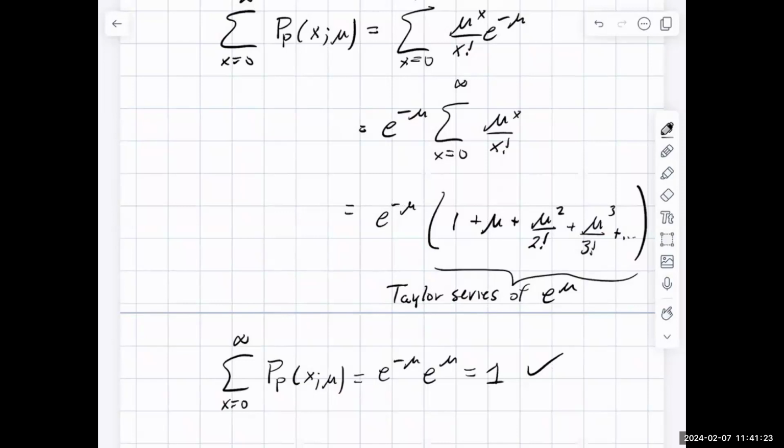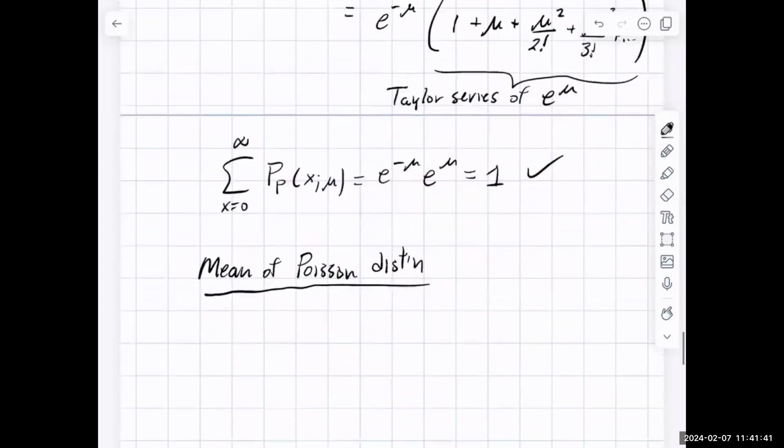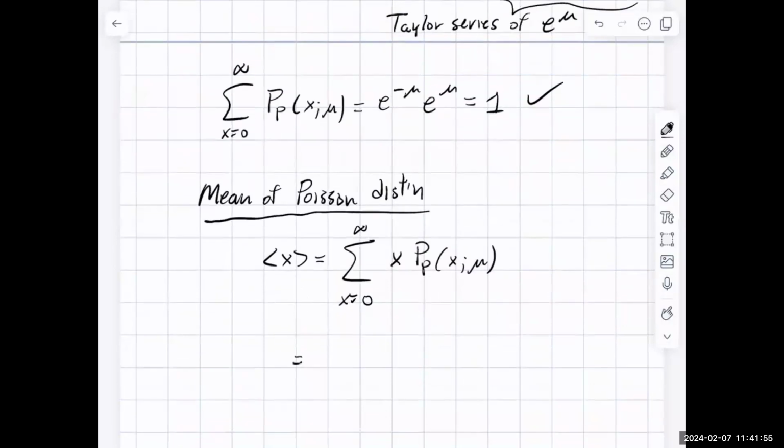Another property we might look at is trying to find the mean of x. So what is the mean of the Poisson distribution? Okay, let's see. The average of x is the sum over all possible outcomes of x times the probability distribution. All right. So what are we going to get? X equals 0 to infinity, x times mu^x over x factorial e^(-mu).